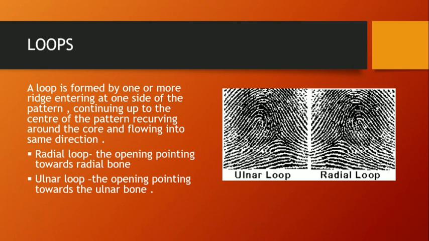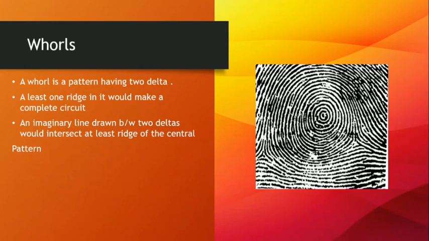What is a whorl? A whorl consists of 2 deltas and a core. It is a pattern consisting of spiral formation of ridges or concentric circles of ridges. If an imaginary line is drawn between 2 deltas, the central pattern would be intersected by it. A composite is a mixture of whorl and loops.